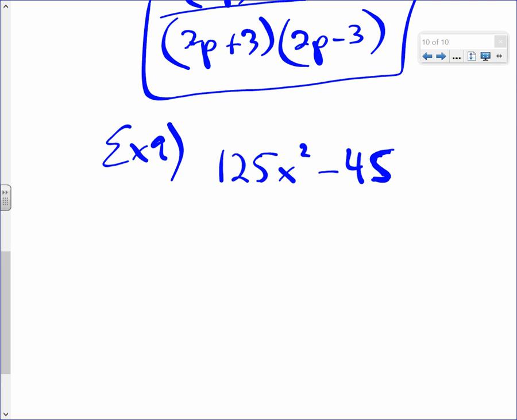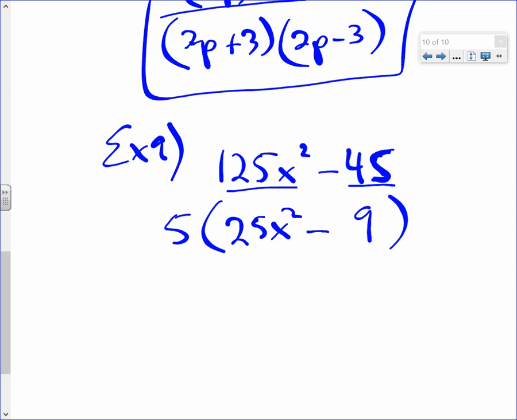GCF. Is there a GCF? Yes. I can take out a 5 from the first term and from the second term. Look at what's left over. Think of the first assignment we did in here 3 weeks ago. This will be 25x squared, because 5 times 25 becomes 125. And then 5 times a negative 9 will become a 45.